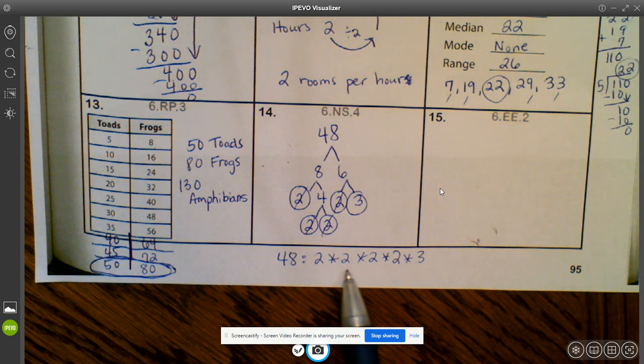2 times 2 is 4. 4 times 2 is 8. 8 times 2 is 16. 16 times 3 would be 48.